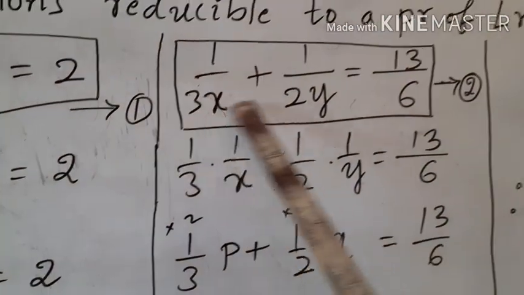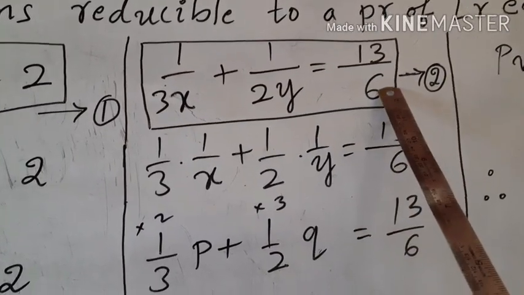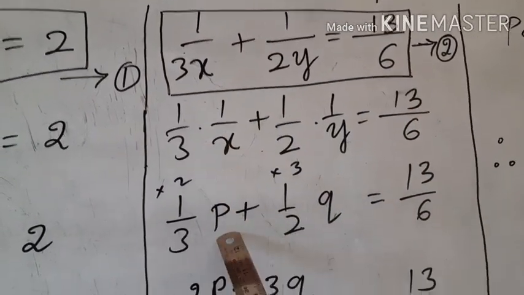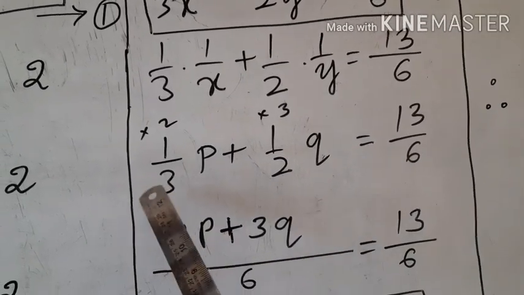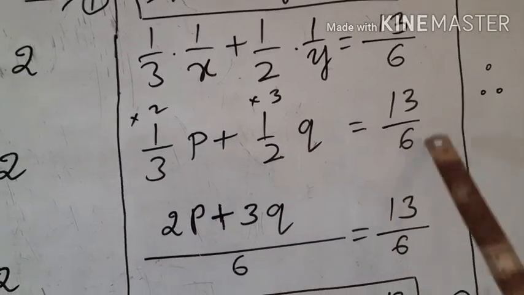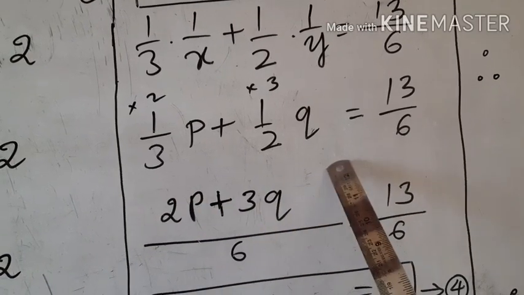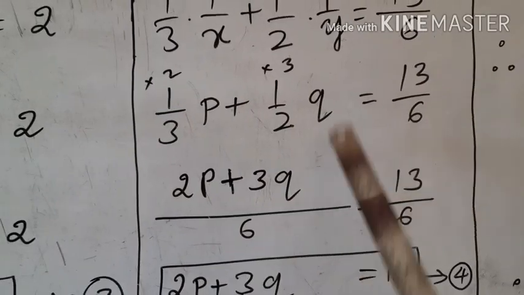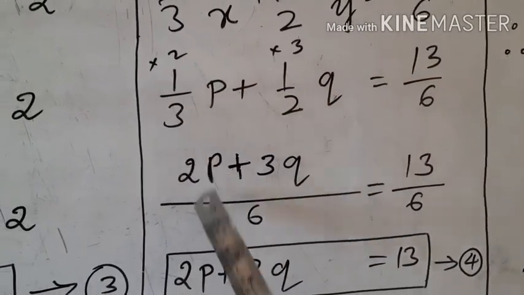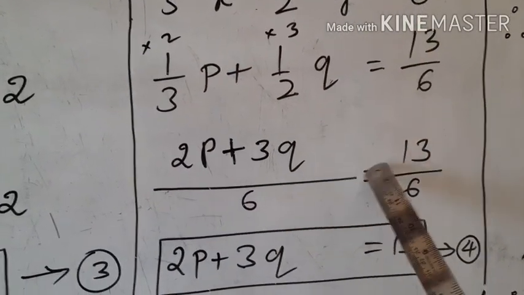Similarly, 1 by 3x plus 1 by 2y is equal to 13 by 6. I put 1 by x is equal to p and 1 by y is equal to q. So, it is 1 by 3p plus 1 by 2q is equal to 13 by 6. I take the LCM of 3 and 2, it is 6. Therefore, 3 2s are 6 and 2 3s are 6. Thus, 2 1s are 2, 2p, 3 1s are 3, 3q.